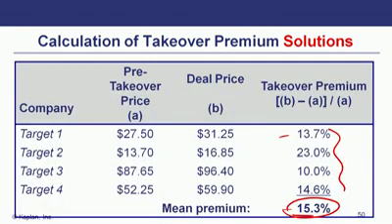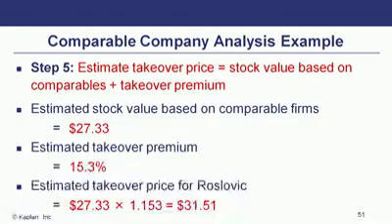I also know that the minority price is 27.33, or whatever it was I said, 27.33. I want to increase that by 15.3%. So I just multiply by 1.153, and there is my takeover price for Roslovic. All right? So it's easy to do.